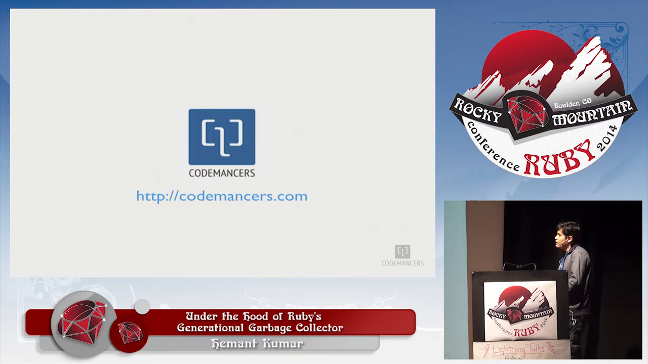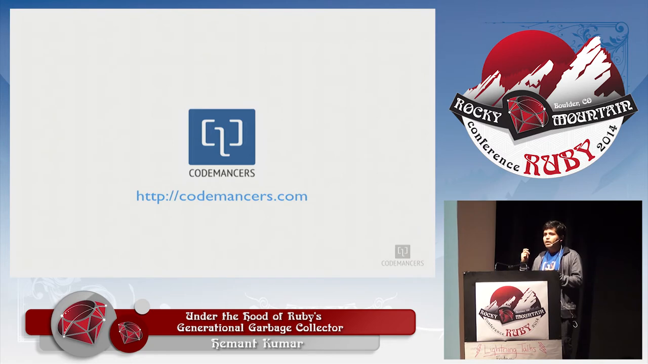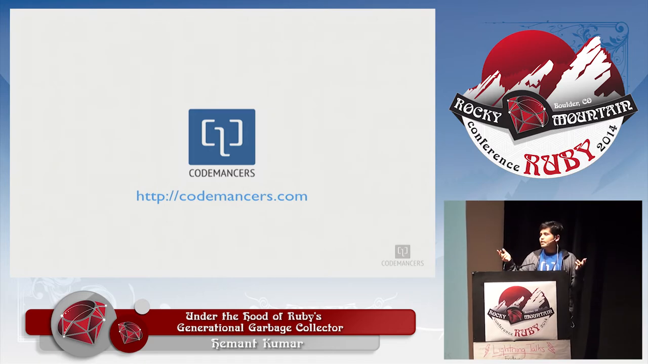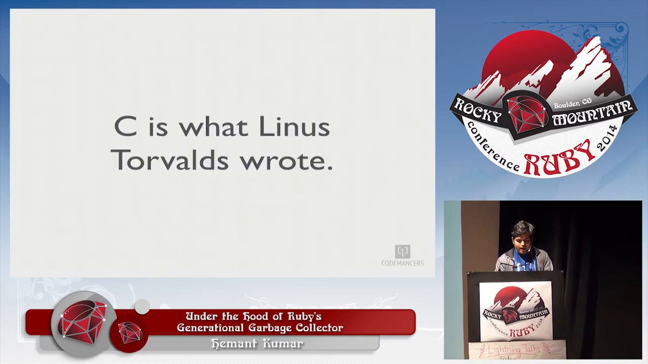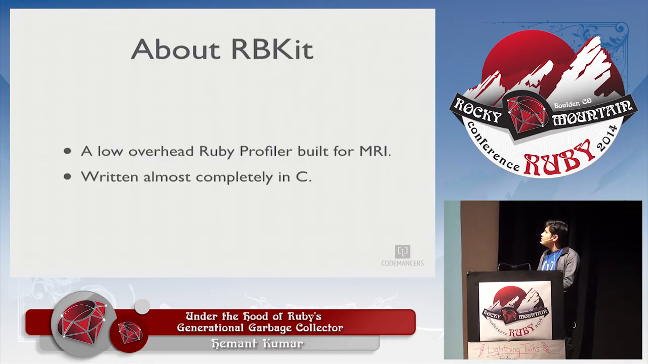It was not easy to convince a bunch of Ruby developers to go do C. The RBKit gem is written mostly in C because a lot of trace points only work in C, and the desktop app is written in Qt C++. So it was very hard; there was a fear factor. Oh my God, I have to do C. What if I do something funny with the pointer, what's going to happen? But we did it. C is something that Linus Torvalds wrote; it was hard, but we did it and we built RBKit.